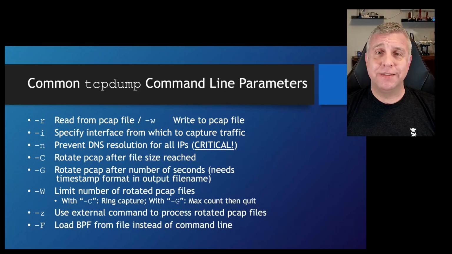We can rotate these PCAP files in two ways. We specify the -C option if we want to rotate after a certain file size is reached. Now we would say after a certain number of megabytes. We can rotate the PCAP file after a certain number of seconds has elapsed with the -G option. This would, for example, say, I'd like to rotate this after 24 hours, which is 86,400 seconds.